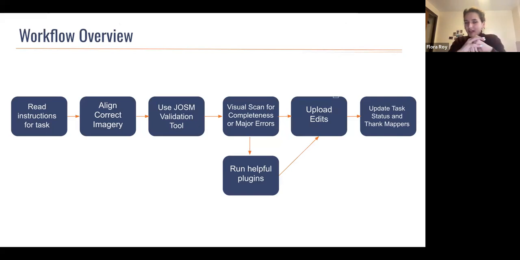Then you will use the JOSM validation tool, which Naza will demo later on. And then, even after the validation tool, it's important to do a little visual scan of the area that's mapped to make sure that there are no areas that are missing or completely overlooked. Then there's a variety of helpful plugins that you can run, which we'll talk about later. Then you upload your edits back onto the server, and then you will update the task status and thank the mappers for having mapped, and encourage them to come again, like I mentioned earlier.